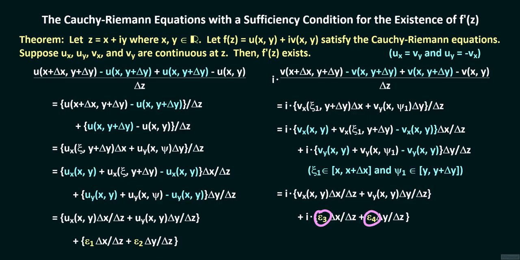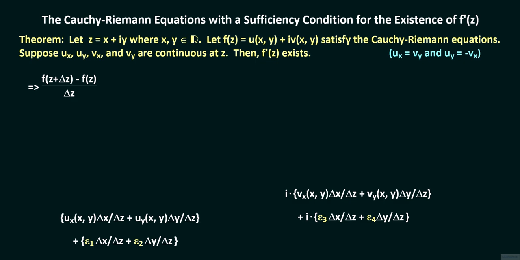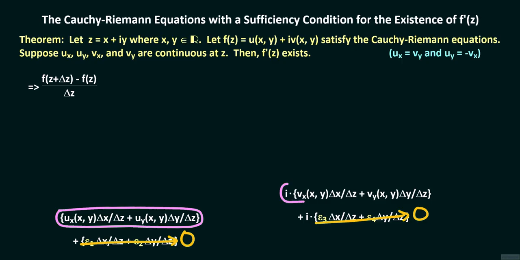Epsilon sub 3 and epsilon sub 4 are defined similarly to epsilon sub 1 and epsilon sub 2. Like the epsilon sub 1 and epsilon sub 2 terms, epsilon sub 3 times delta x over delta z tends to 0, as does epsilon sub 4 times delta y over delta z, as delta z tends to 0. Since the epsilon terms all vanish as delta z tends to 0, the difference quotient has the same limit as the sum of this quantity and this quantity.